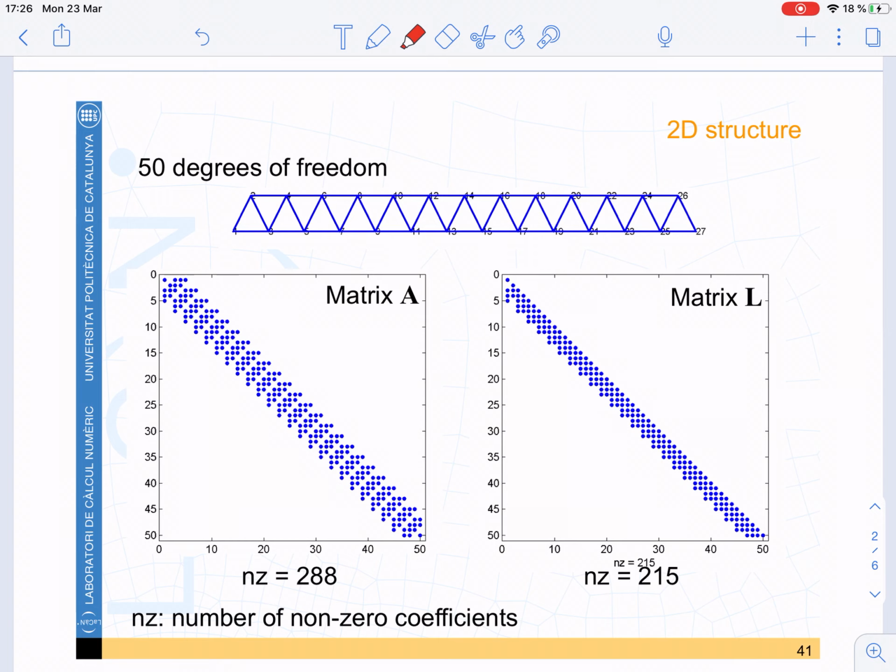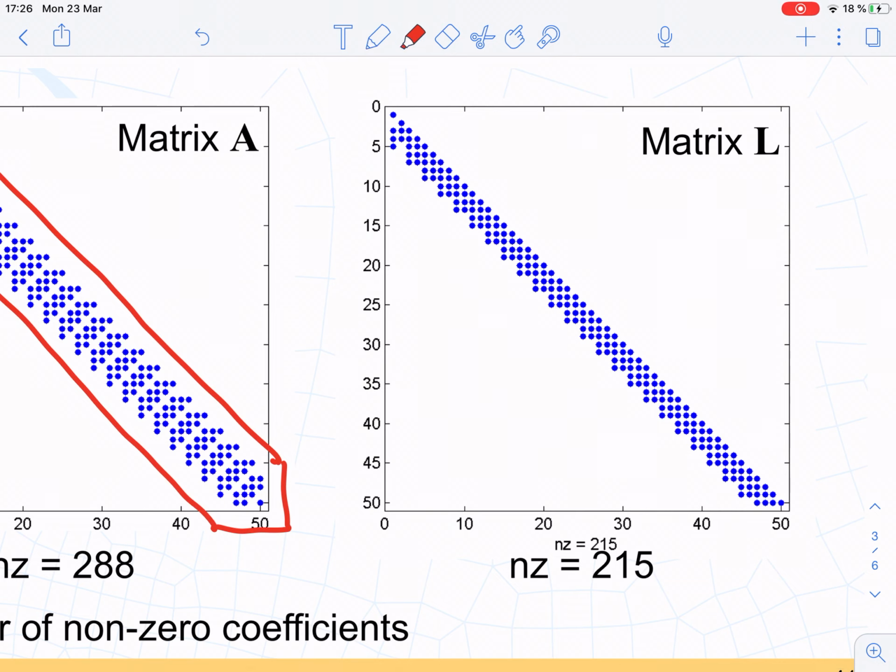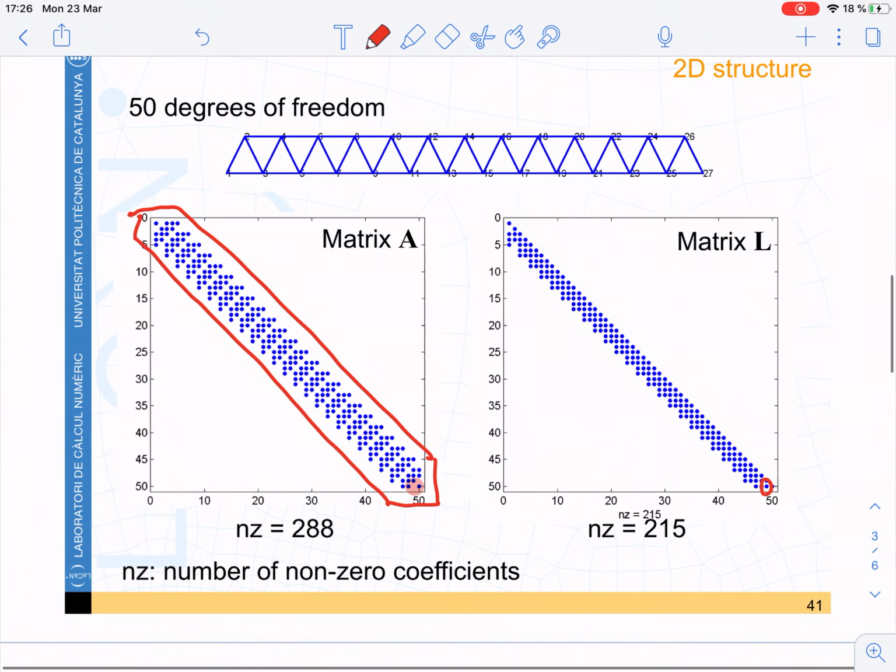In some cases, fill-in may have a modest computational impact. Consider, for instance, this two-dimensional structure where all non-zero entries of the stiffness matrix are concentrated in a narrow band along the main diagonal. Okay. Then, in this case, fill-in is very modest. We need to zoom in to note how, for instance, this 0 becomes a non-zero here, but in any case, very small fill-in.